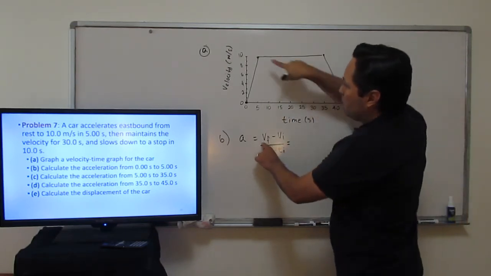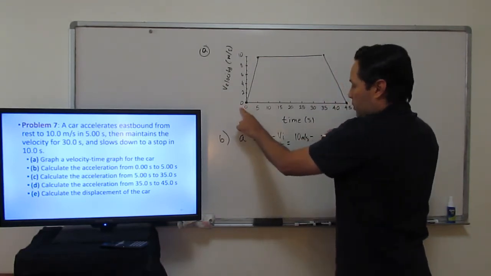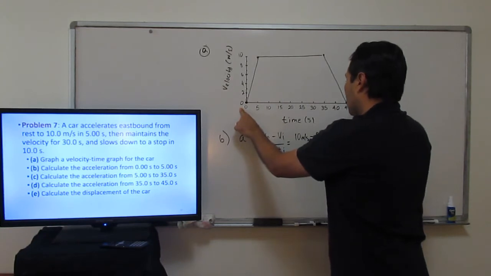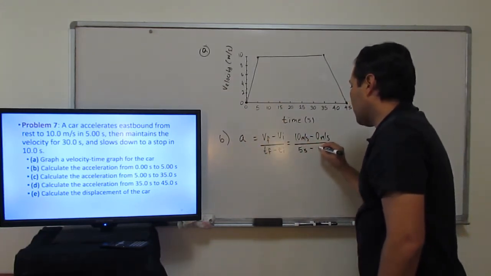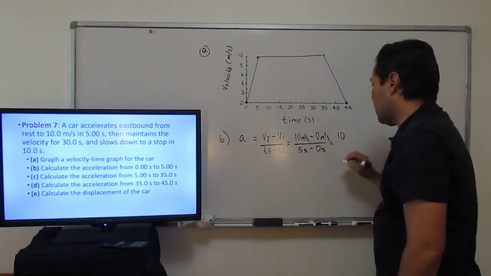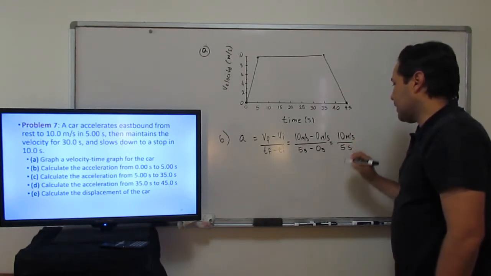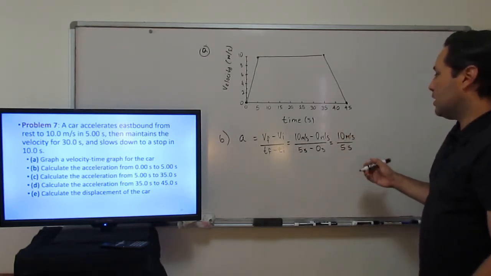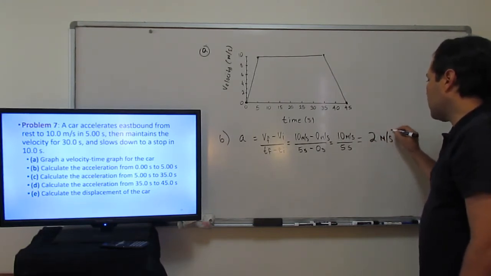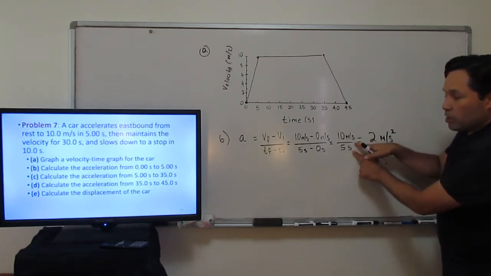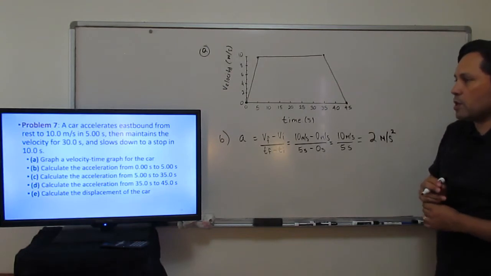Alright, so velocity final is here, and that'll be 10 meters per second, and velocity initial is there, 0 meters per second, over time final, it took 5 seconds to get there, minus time initial, 0 seconds. So it is just 10 meters per second over 5 seconds. All you got to do is divide 10 by 5. Its acceleration is just 2 meters per second squared. The square is because there are 2 seconds in the denominator, so that's why it's second squared. That's the unit for acceleration.